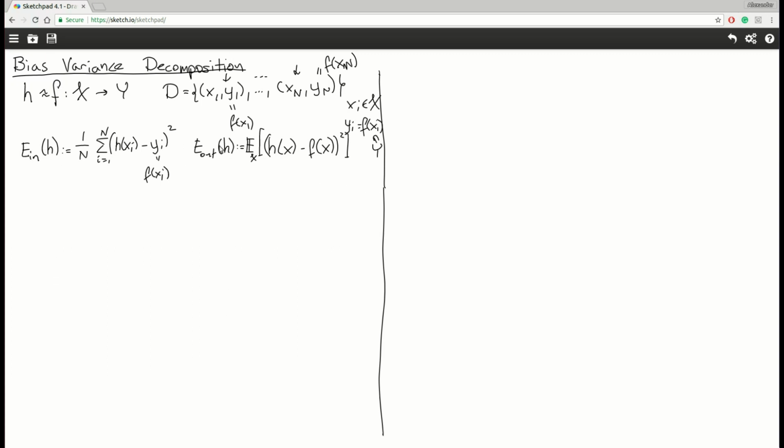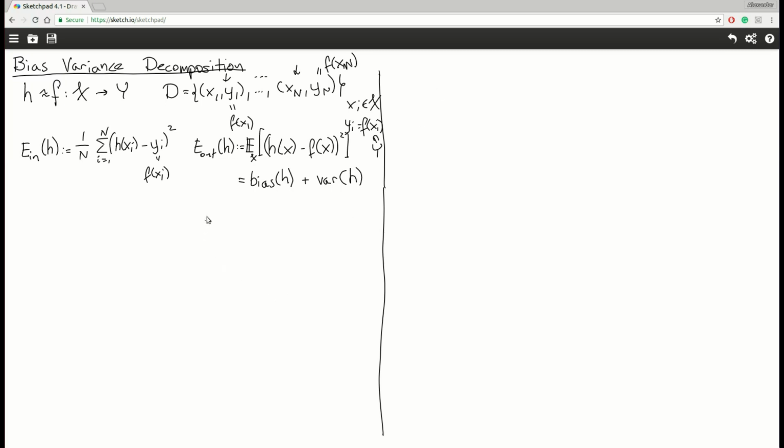So we have two different error measures here: the in-sample error measure and the out-of-sample error measure. The in-sample error is something we can compute, and something we can make an algorithm attempt to minimize. This is what our learning algorithms typically do. But we really care about the out-of-sample error rate. In this video, we'll see how we can take this out-of-sample error rate, which we care about, and decompose it into the bias of our hypothesis and the variance of our hypothesis.